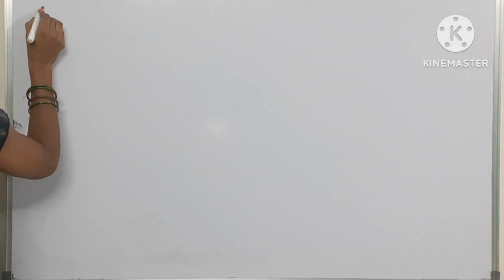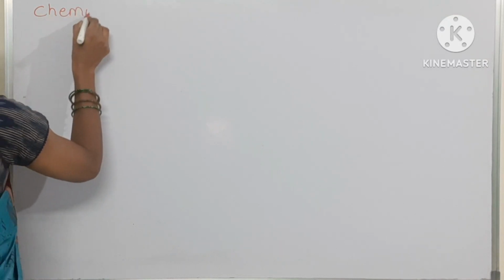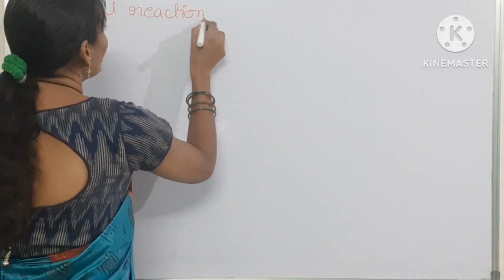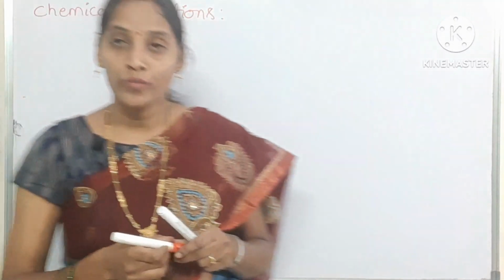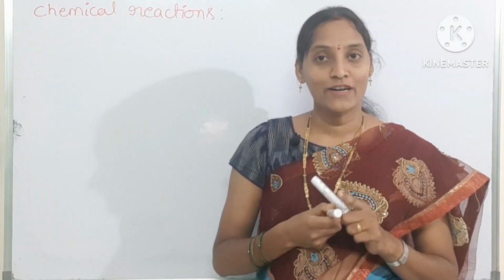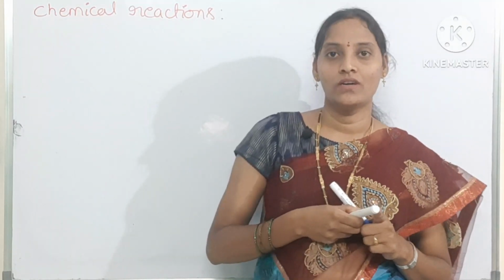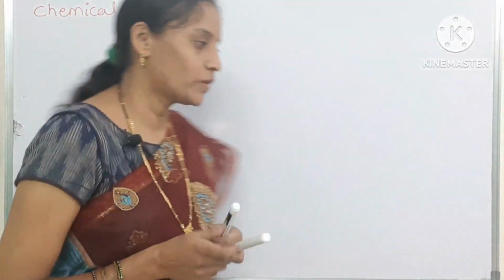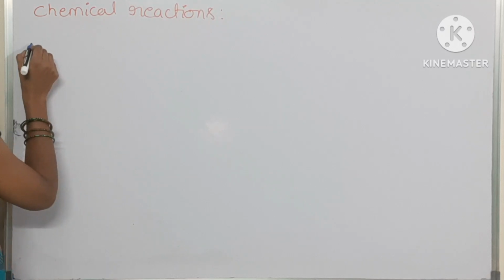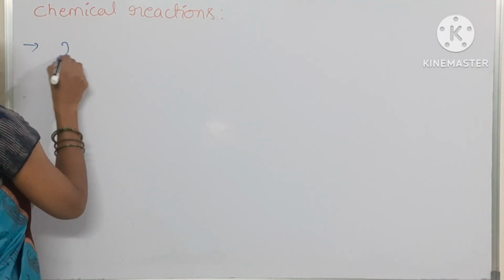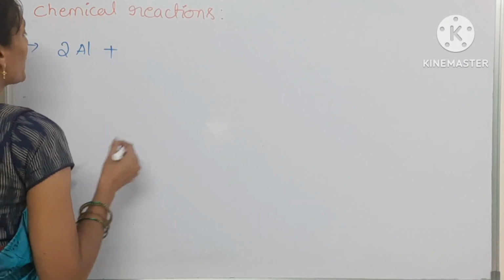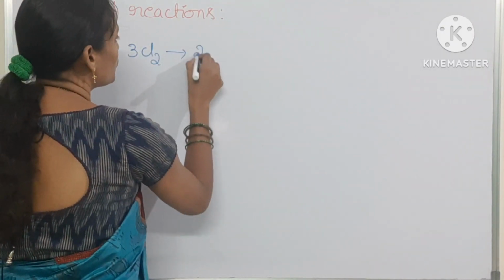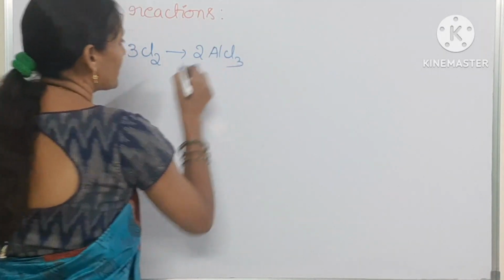Chemical reactions. Chlorine reacts with metals, non-metals, as well as hydrogen containing compounds, and also hydrocarbons. So many reactions we are going to observe. First one, chlorine reactions with metals. 2 moles of aluminum reacting with 3 moles of chlorine, you will get 2 moles of aluminum trichloride, AlCl3.